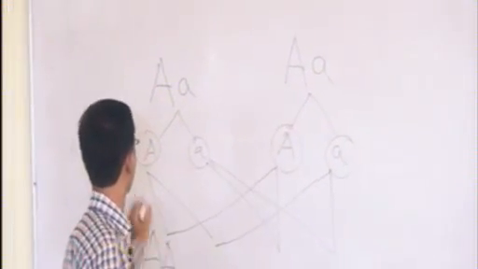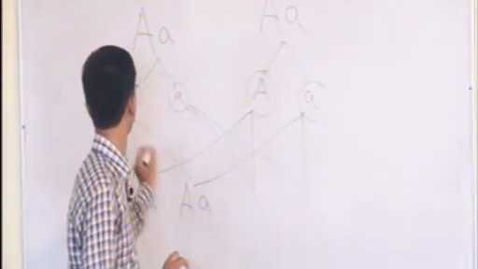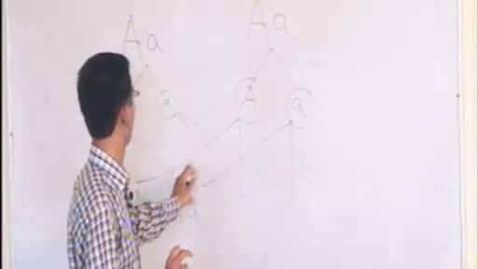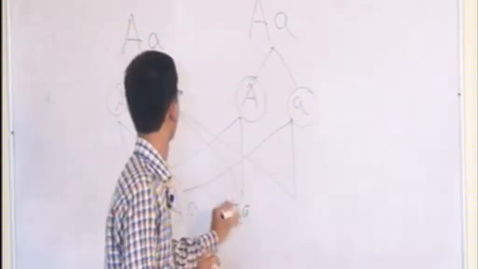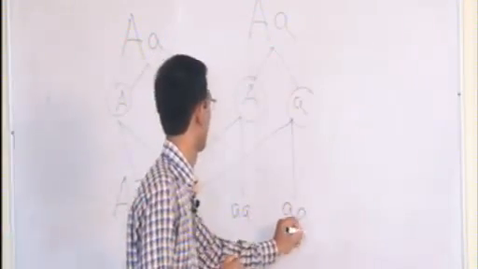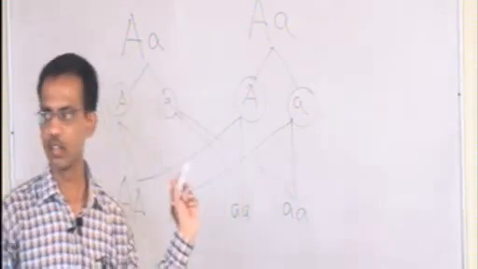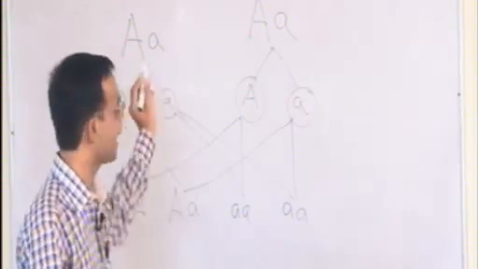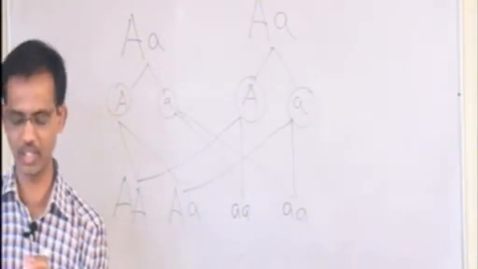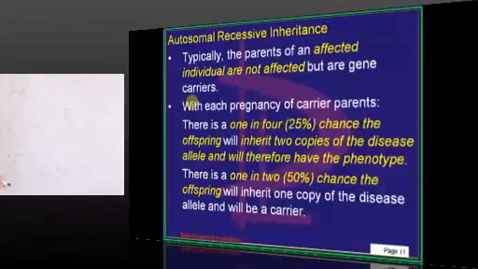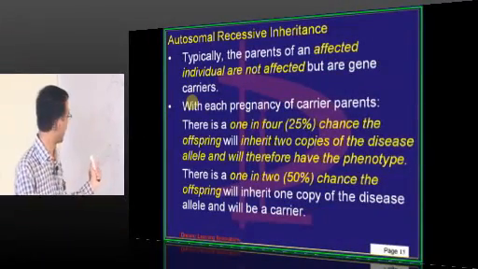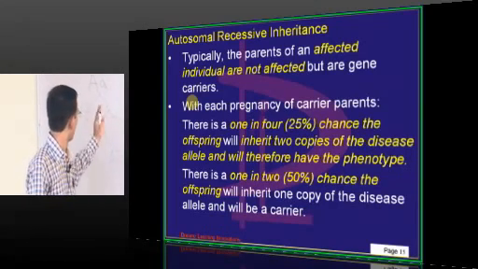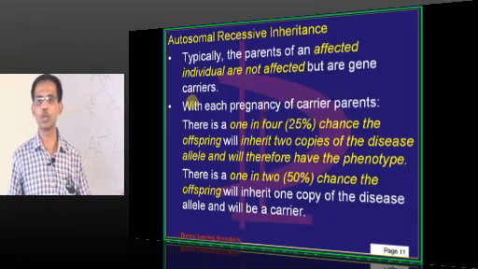Capital A, capital A, small a. This with this, this with that. Small a, and one more small a, right? Am I right in this? We've got the correct combination. Now look at that. How many are affected? Small a small a is the affected individual. How many are affected out of four children if they are going to have? 25% will be affected. Another 25% will be carriers. And what about the rest 50%? They will be absolutely normal.